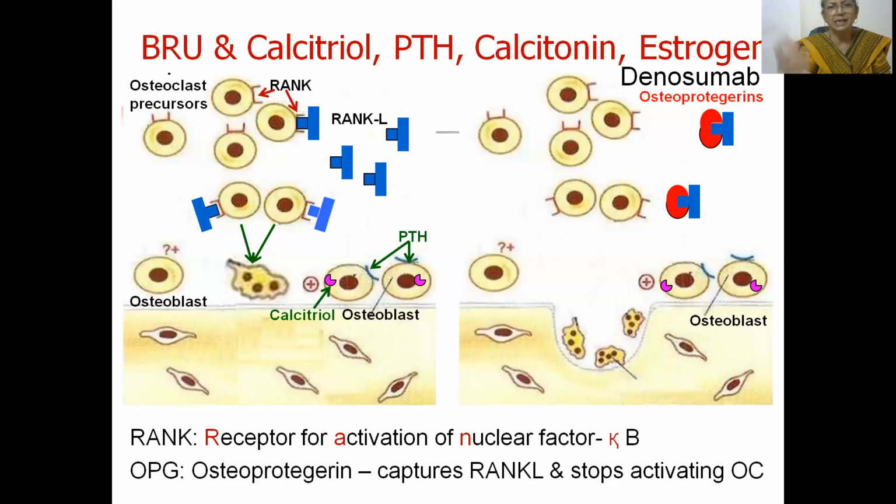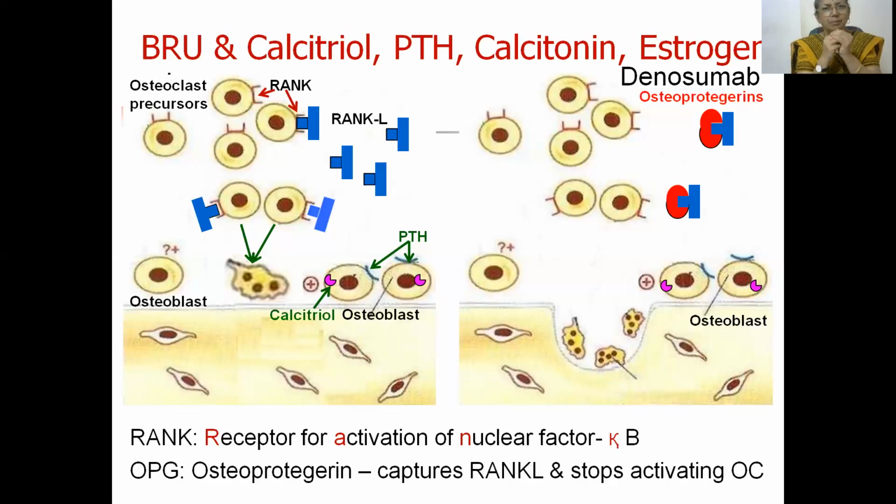Its work is like osteoprotegerin, but how does it do that? It is because it is a monoclonal antibody. So denosumab, if it is given, will not allow these RANK ligands to activate the osteoclasts, so it can block the process of digging.